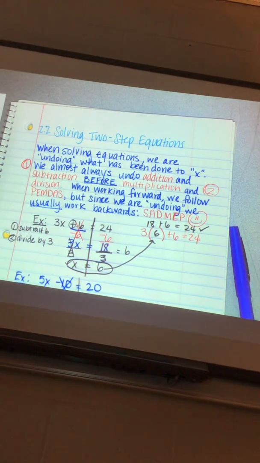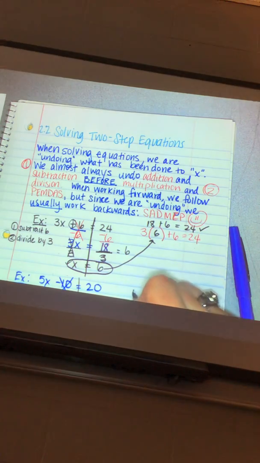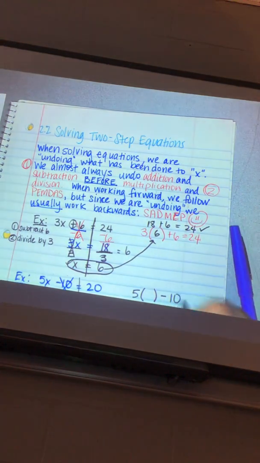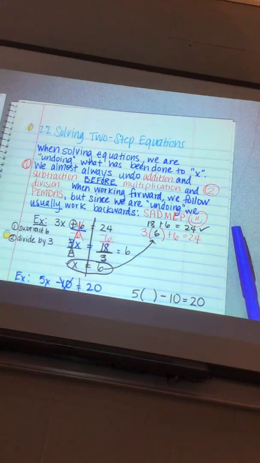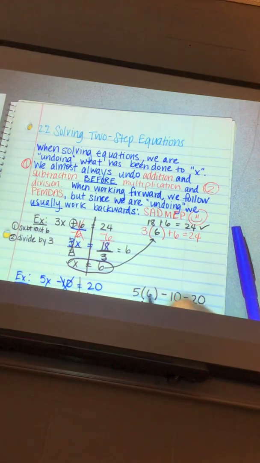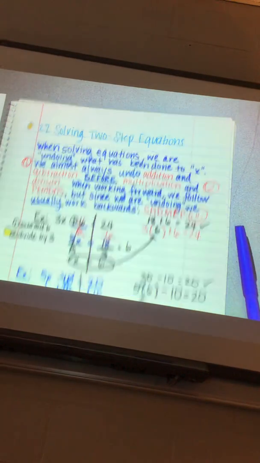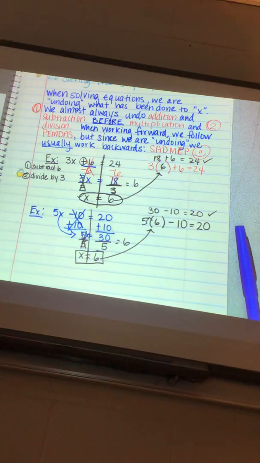X equals 6. We could plug that back in to check it, put 6 in here. This would be 30. 5 times 6 minus 10. Does that equal 20? Yes, it sure does. Good job. Let's do one more example. One more.